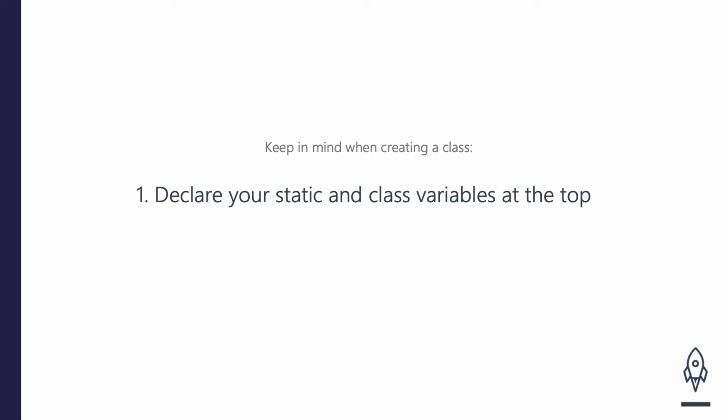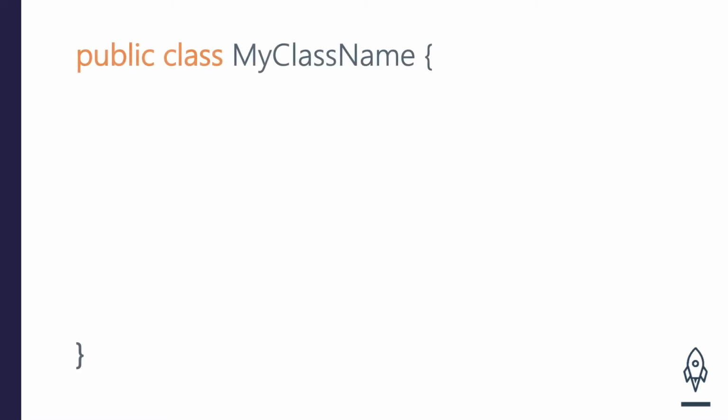When creating a class, we need to keep three things in mind. The first being declare your static and class variables at the top. A quick example of that is if we have a class called myClassName and we want to create one of these class variables, we always start with the keyword private. This is because we don't want these variables to be accessed outside of the class. Next, we say what kind of variable it's going to be, which is string, and then the name of the variable, which is a random word that's set to cookie.